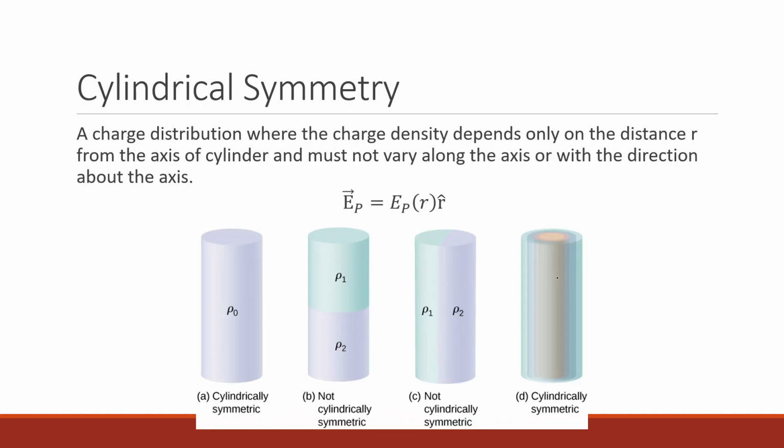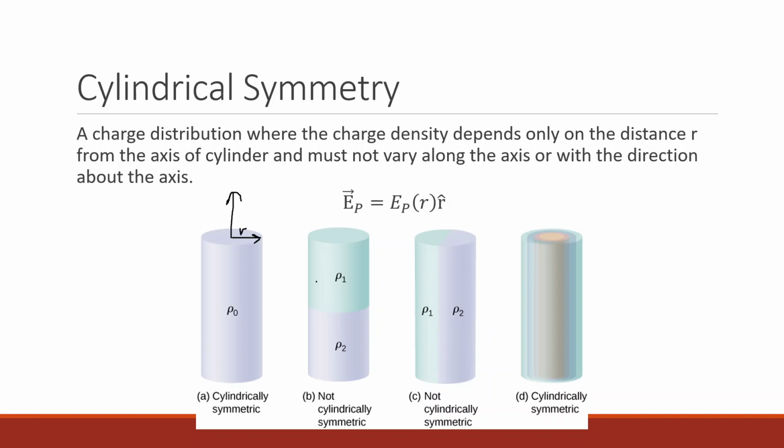All right, next we have cylindrical symmetry. Now this is going to be a charge distribution where the charge density depends on the distance r from the axis of the cylinder and must not vary along the axis or within the direction about the axis. So what does it mean by the axis of the cylinder? It means like along here. So it will depend on the radius from that point, like so. This would be your r here, okay?